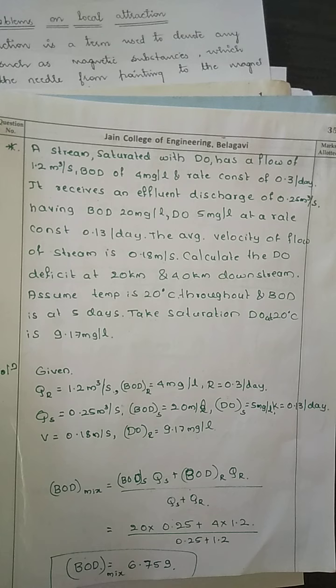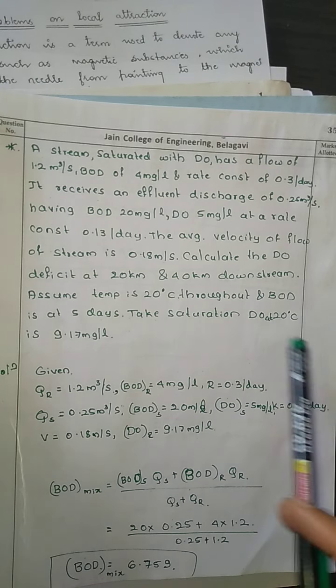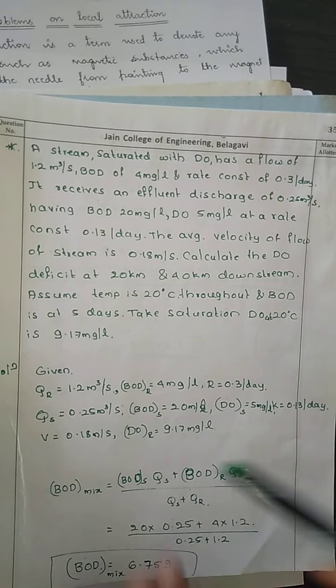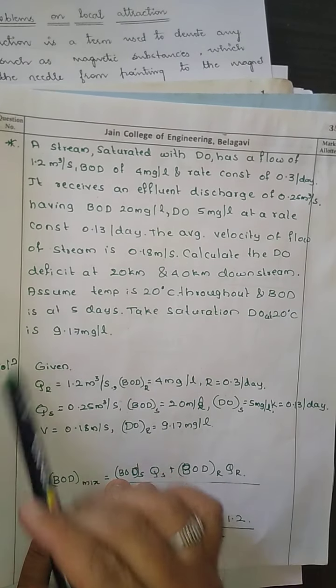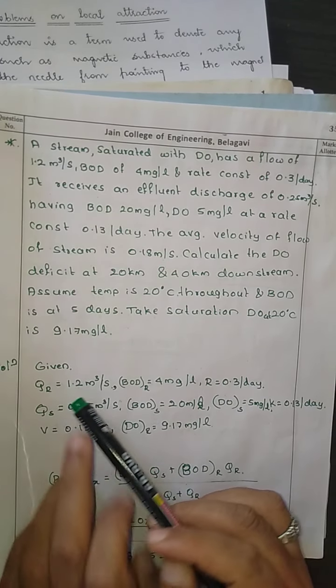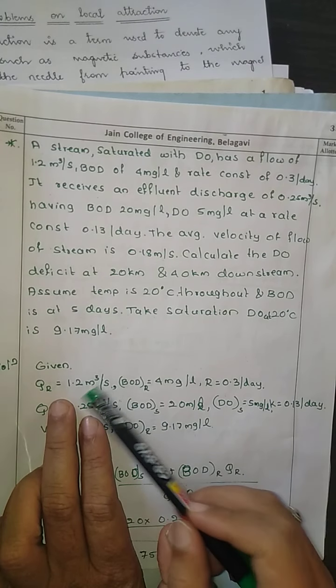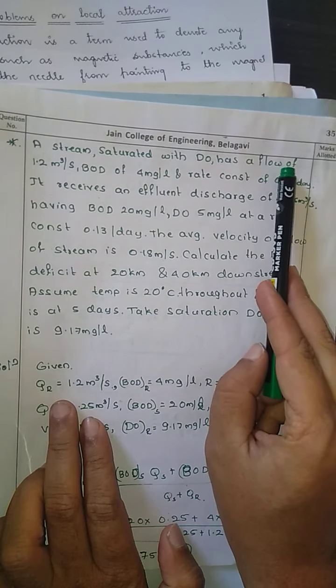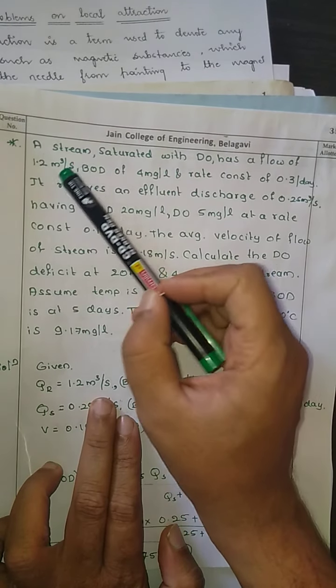Assume the temperature is 20 degrees throughout and BOD at the end of 5 days. Take saturation DO at 20 degrees Celsius as 9.17. Now 9.17 is saturation DO, as I have told, it is for a river. So let us write down the given things. We will write it first for the river. The stream has a flow of 1.2 meter cube per second. It is written over here.